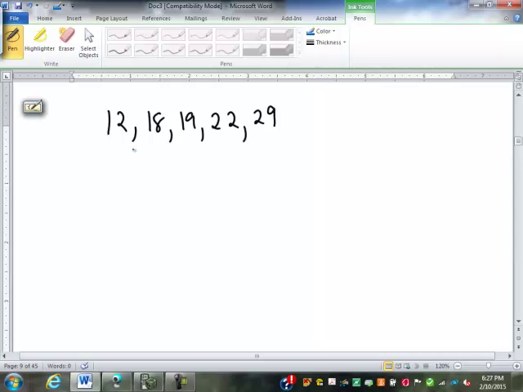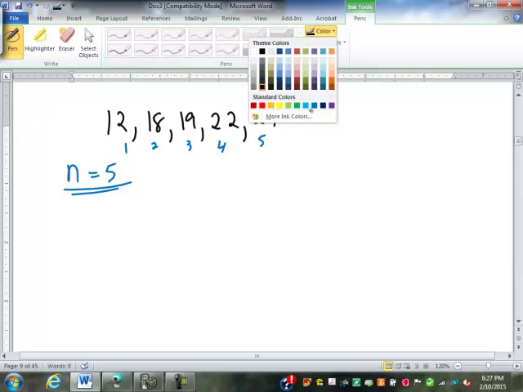The first thing I'm going to define about that is something called n. N is the size of the group. In this case, n equals 5 because there are 5 items in the group.